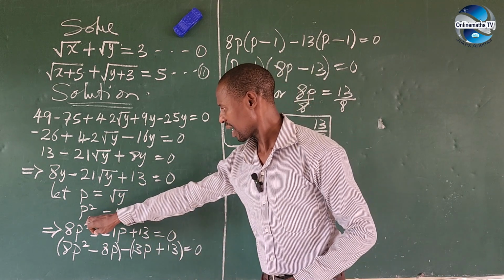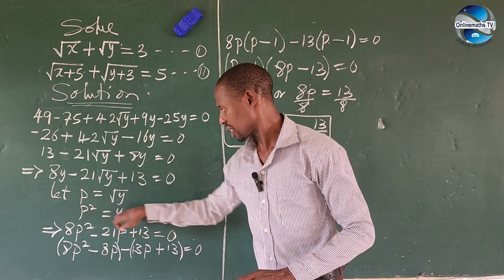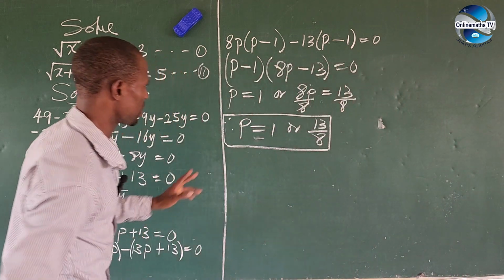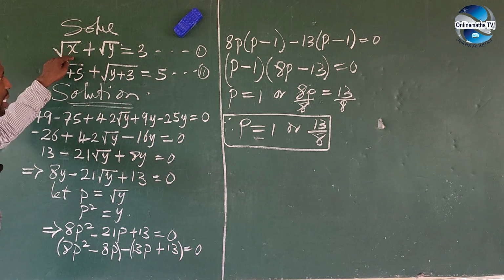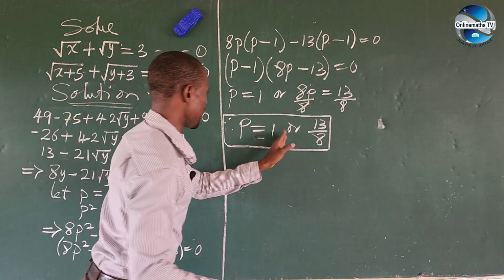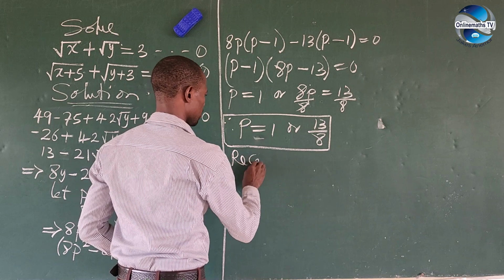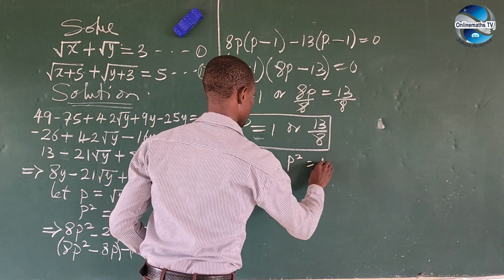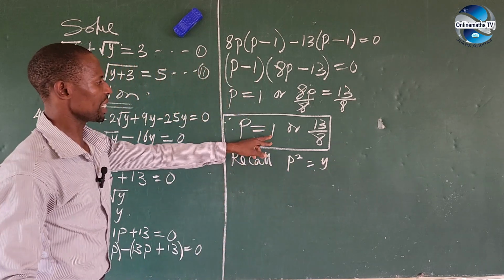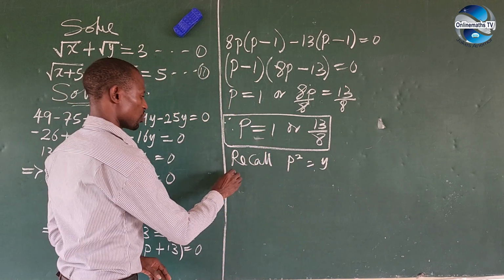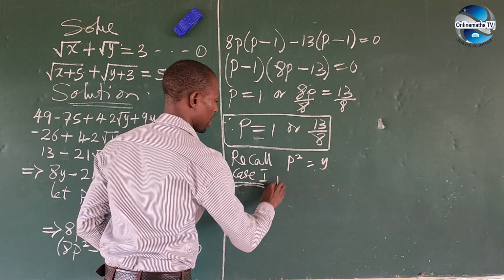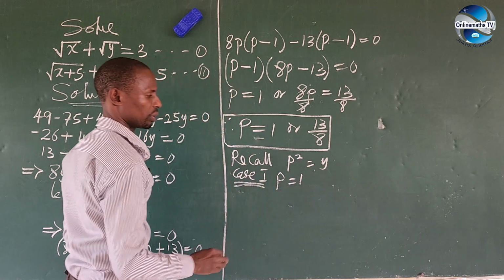Okay, so from there we now establish that p squared is equal to y. So let's go and look for the value of y, because the question is to look for the value of x and y. Recall that we said let p squared be equal to y. So we're taking case 1. For our case 1, what is our p? We have p is equal to 1.